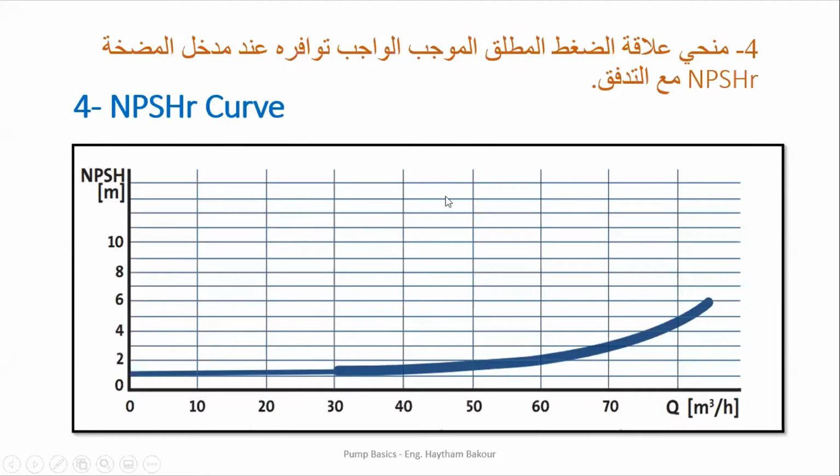The last curve from the performance curve is the NPSHR curve, which should be available at the entrance of the pump alongside the flow. It is very specific and complicated. For us it is simple, but we are going to explain. It is among the performance curves. As the flow rate increases, the NPSH increases. It is the pressure required at the mouth or the entrance of the pump.